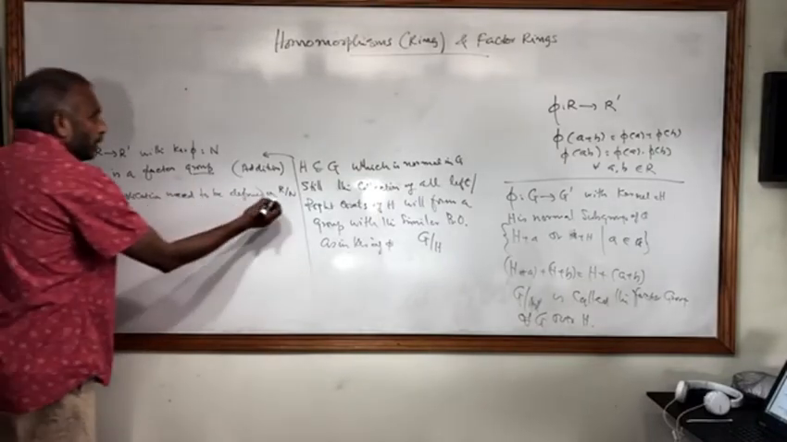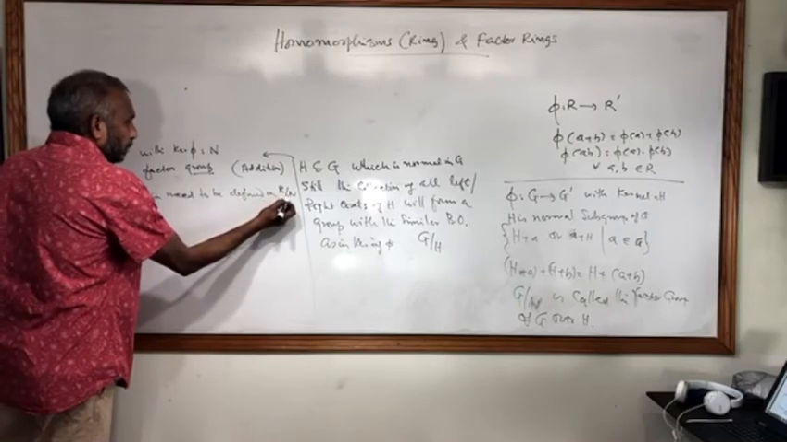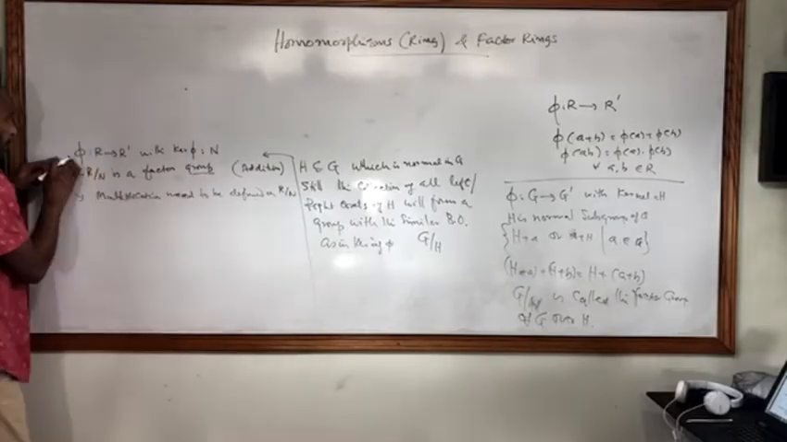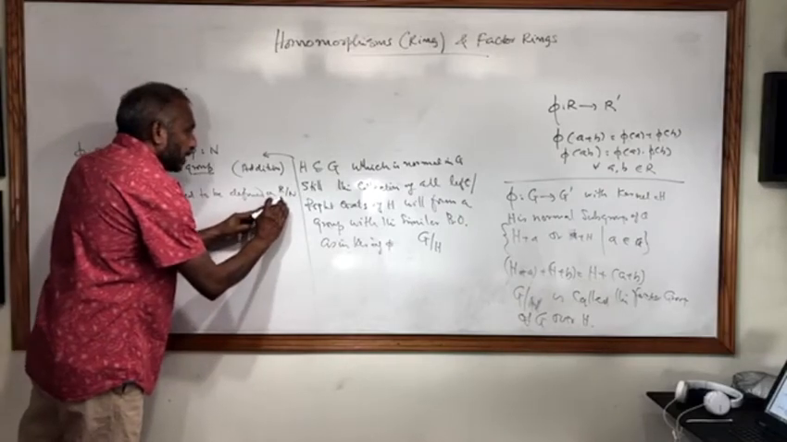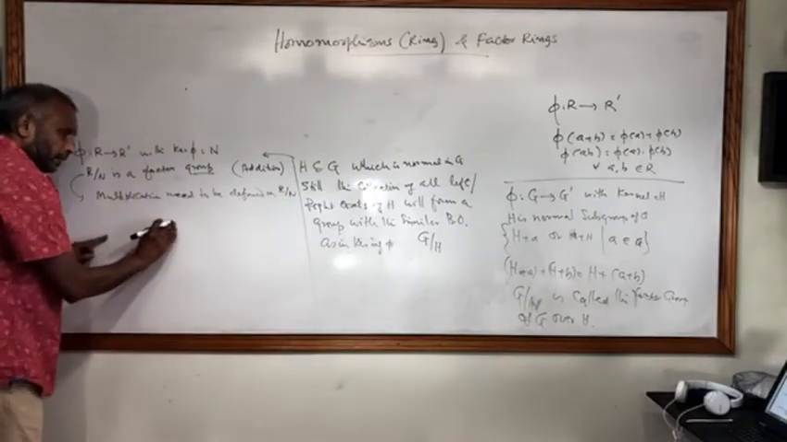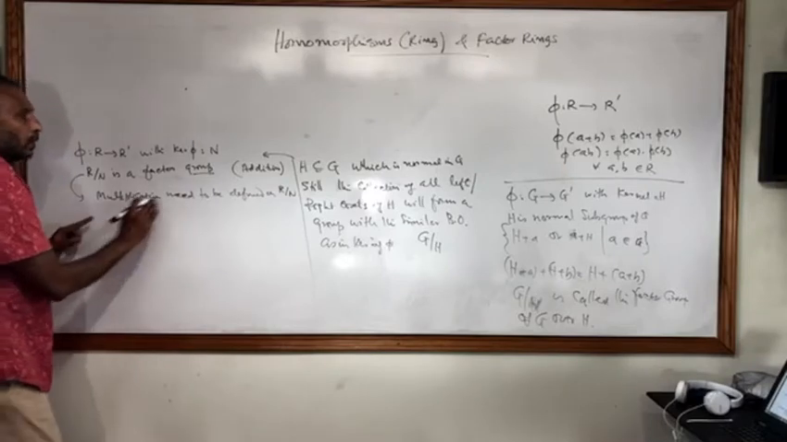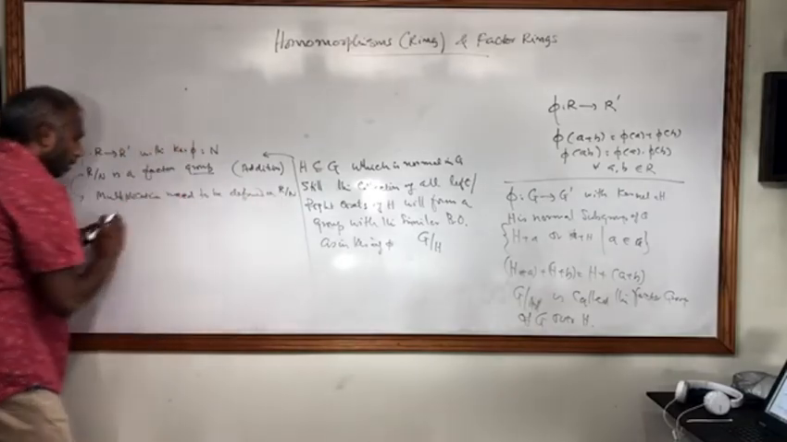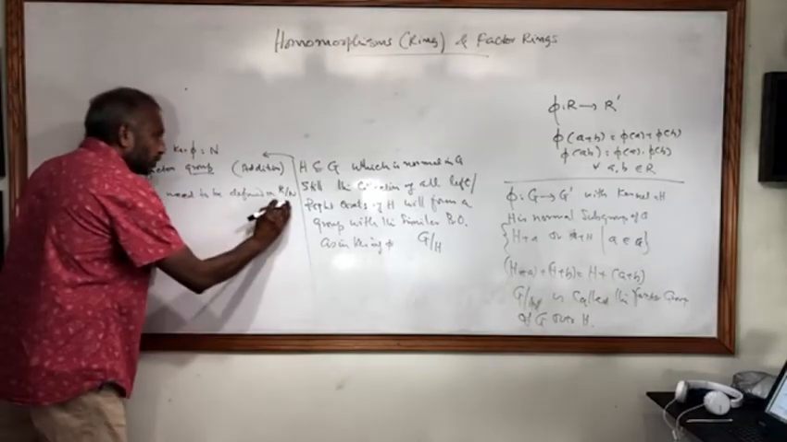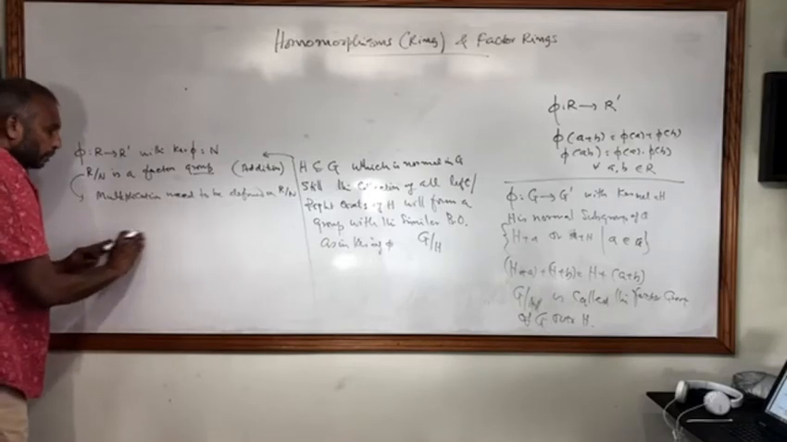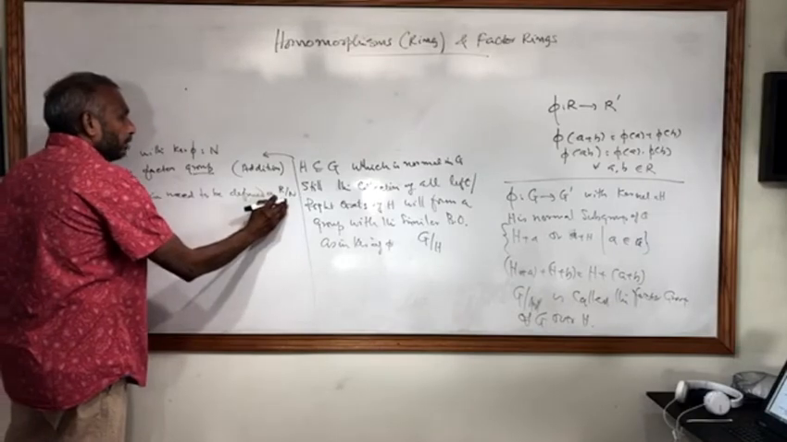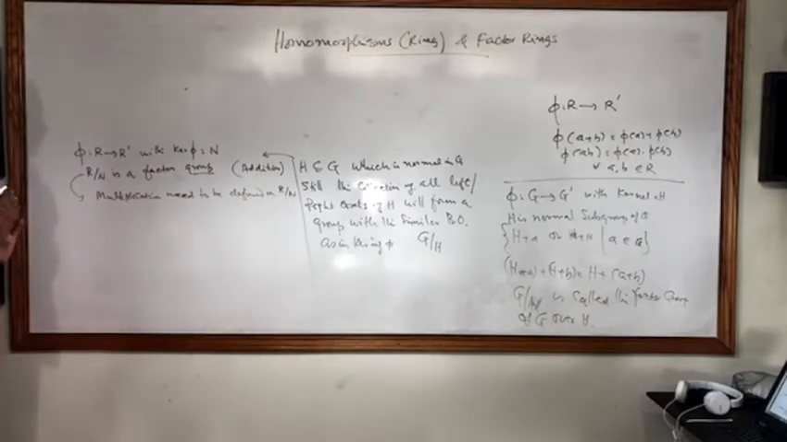First, we'll show that if you are constructing a factor group from a homomorphism, the multiplication that we are going to define is well defined, and also R over N is associative under multiplication, and the multiplication is distributive over the addition of R over N. So that is the first part.